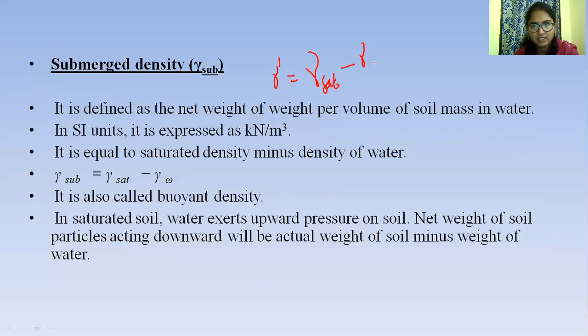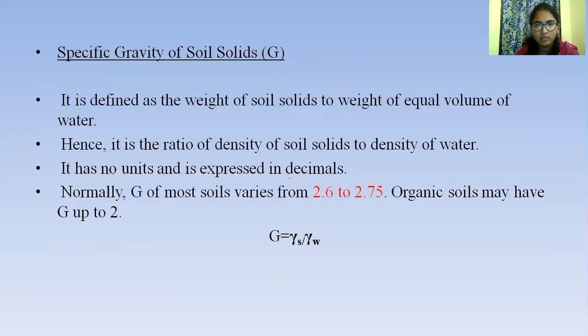In fully saturated condition, gamma saturation, due to capillary rise, the top of the layers also has some moisture content. That's why you can calculate the unit weight of water also. This is also in SI units, expressed as kilonewton per meter cube. And specific gravity, the value is between 2.6 to 2.75, the standard value. In some cases it is given in the problem. Otherwise, we can take it as 2.6 to 2.75. So specific gravity is defined as the weight of soil solids to weight of equal volume of water.